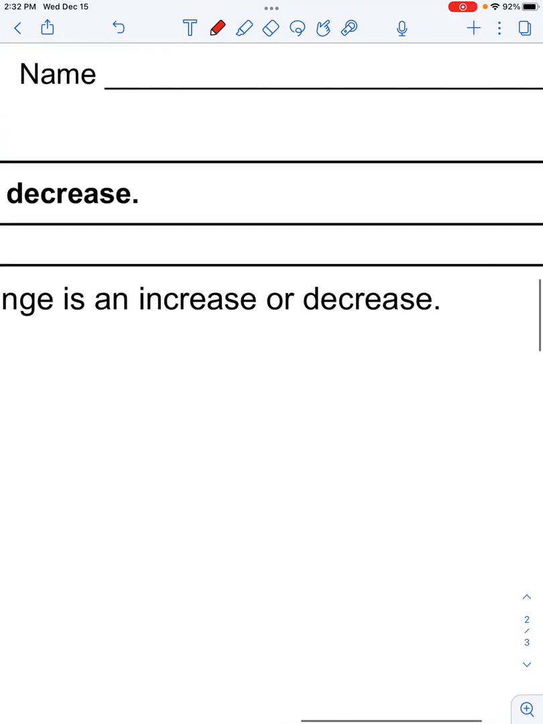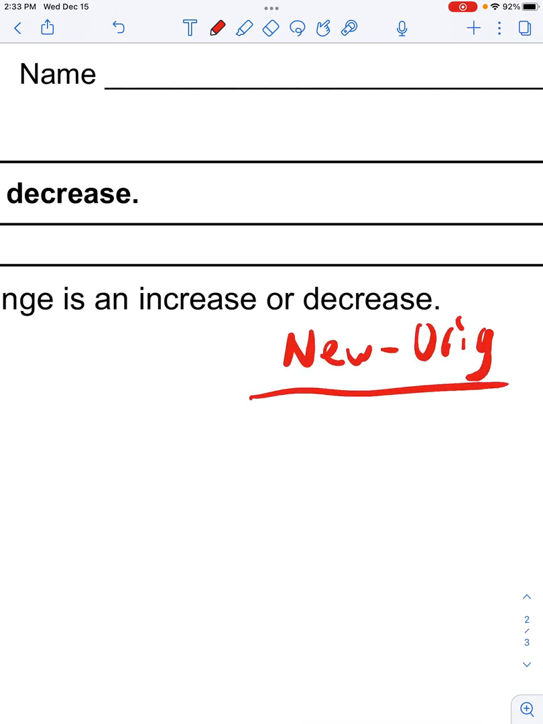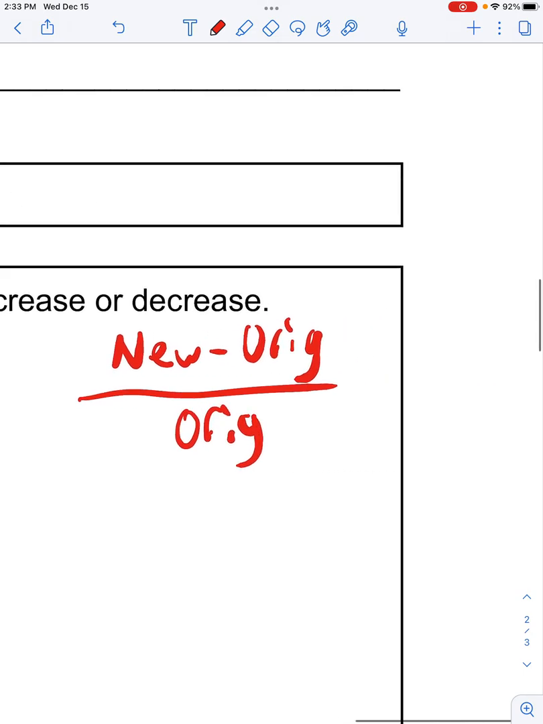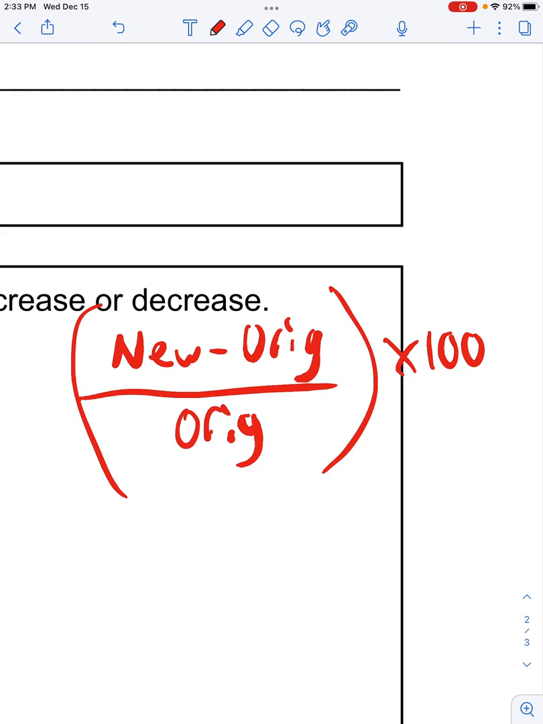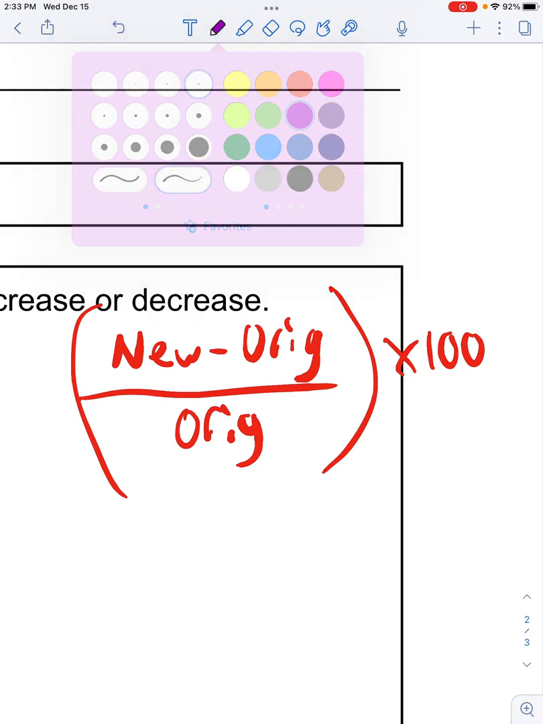Find each percent change. Okay, so again, make sure you have this formula written down. New minus original divided by original. And then whatever you get, to turn it into a percent, you need to multiply by 100. That's your percent change formula.